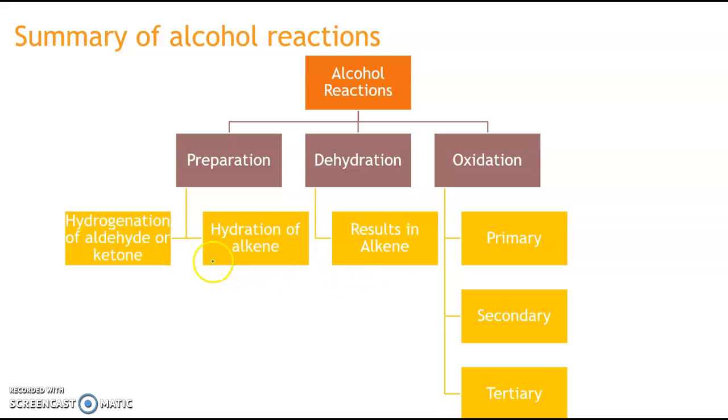We can also prepare an alcohol by hydrating an alkene, which we learned about in chapter 11. You open up the double bond, and one side grabs onto a hydroxyl group and the other side grabs onto a hydrogen. We can reverse that.